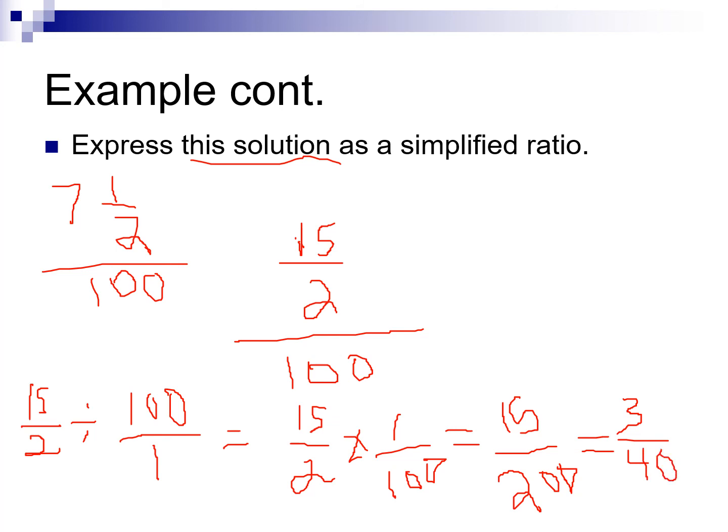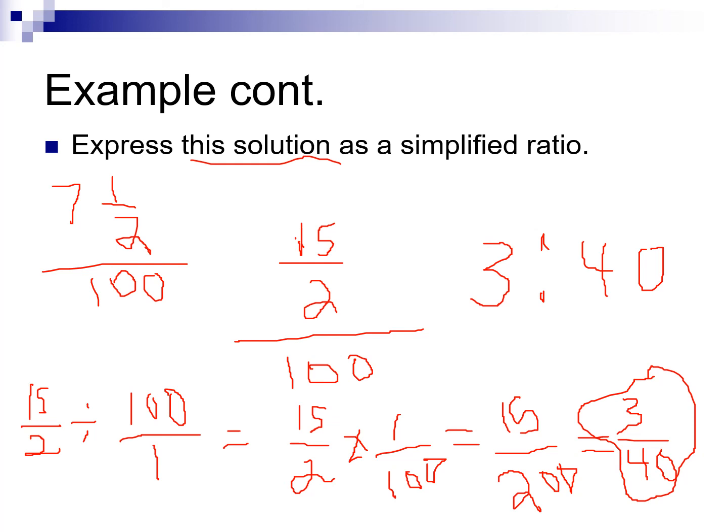How do we write that as a simplified ratio? We need to take this fraction and write it as a simplified ratio. Top number's on the left. So we got 3 to 40. Okay, wow, lots of writing.